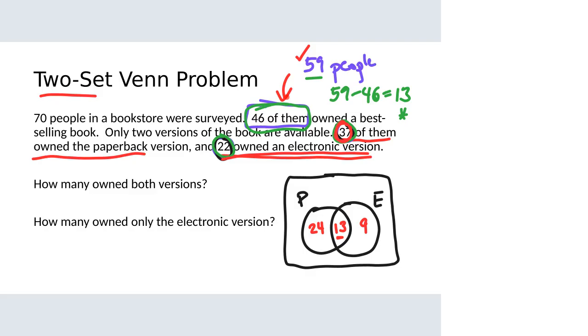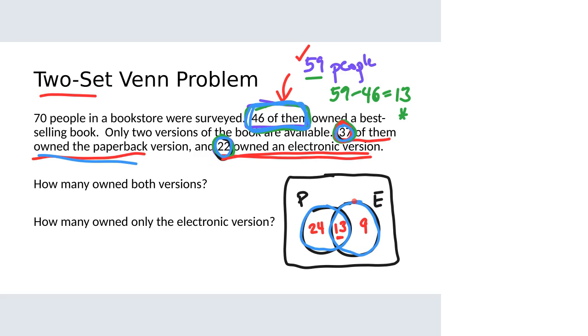Now we can make sure, after we put these in here, we can go back and read through this. I'm supposed to have, let's see, 37 in the paperback circle. Yep, I've got that. I'm supposed to have 22 in the electronic circle. I've got that. And I'm supposed to have 46 people that own the book. Let's see, 24 plus 13 plus 9. Sure enough, I have 46 people in the union of these two sets. 46 people own the book. So that fits all the conditions.